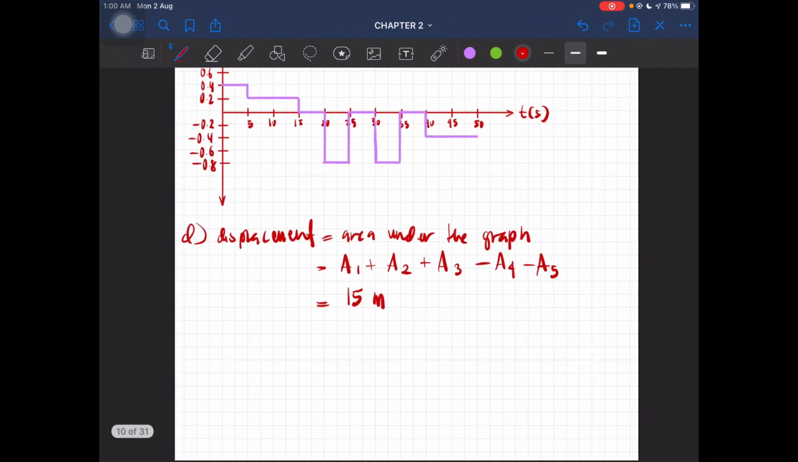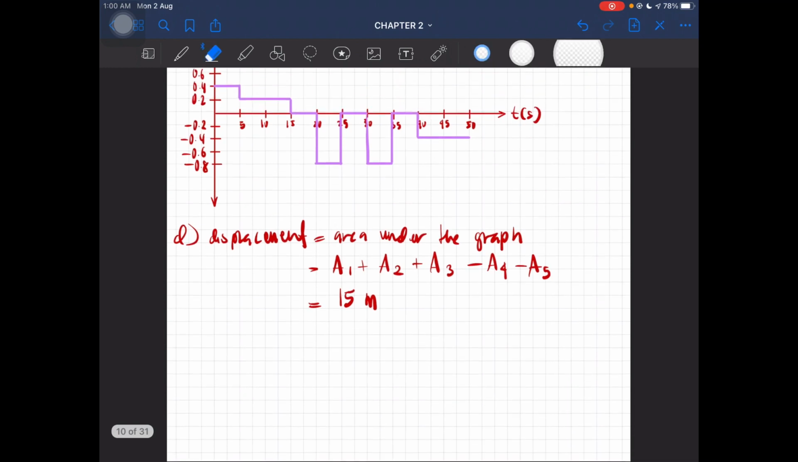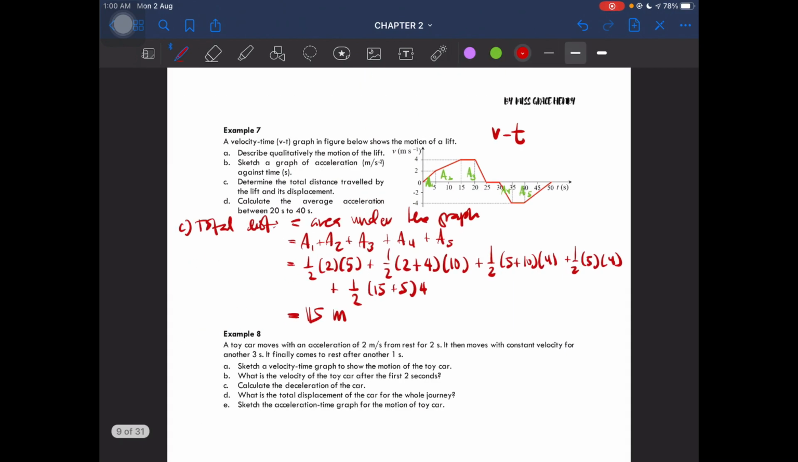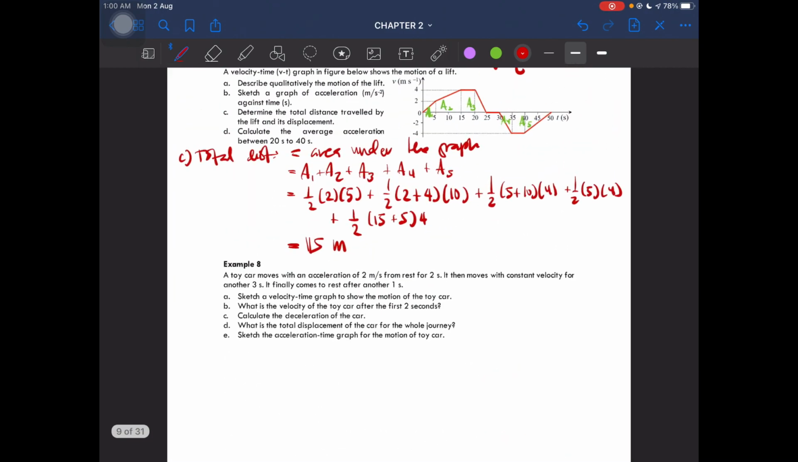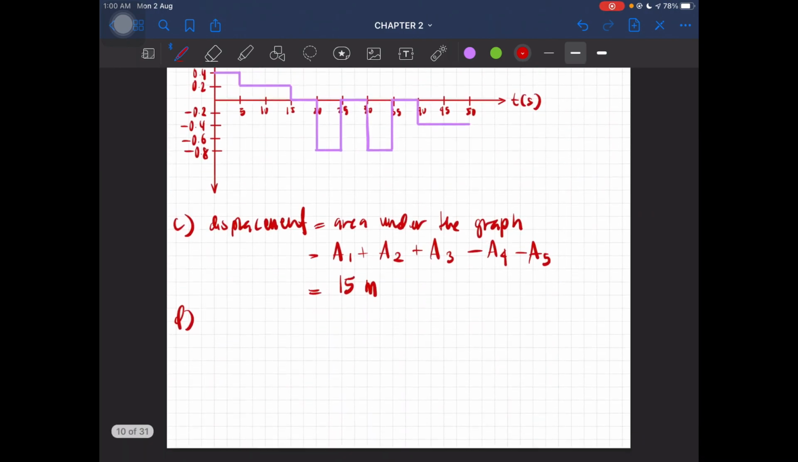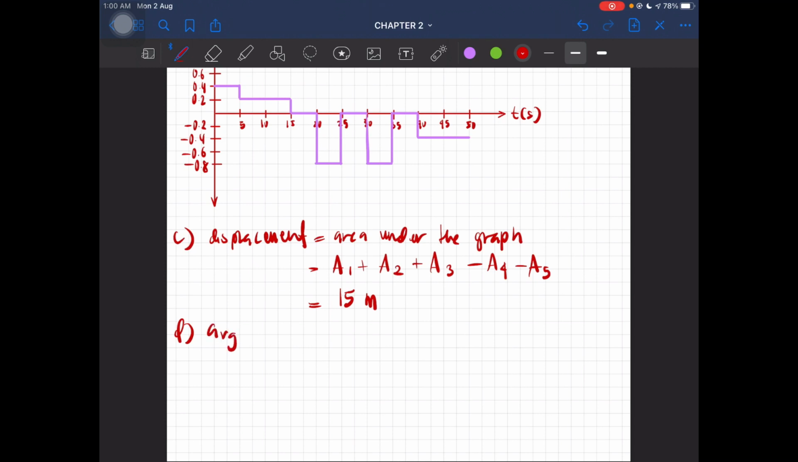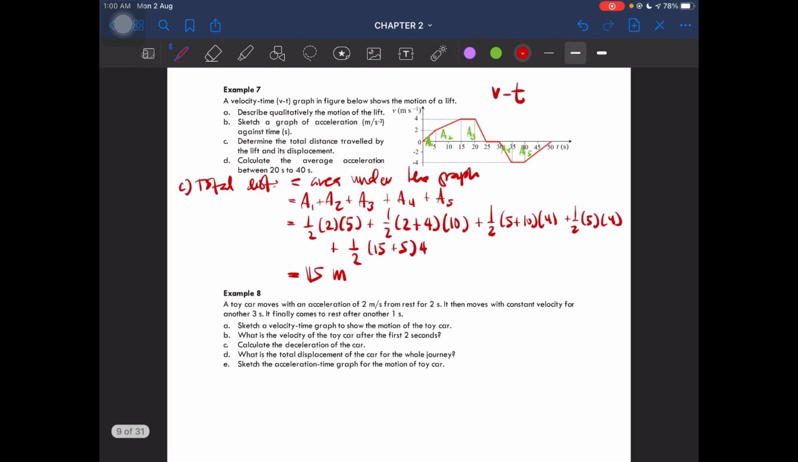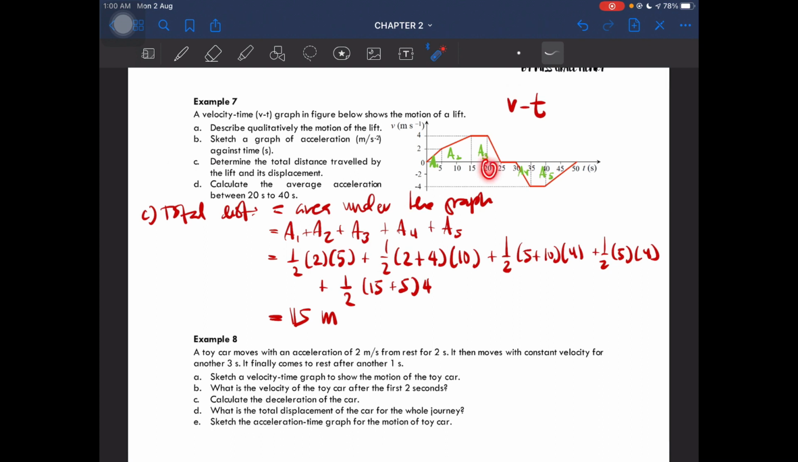Okay, sorry, this is not D, this is C juga. Okay, so for question D pula, apa dia minta? Calculate the average acceleration. Okay, so the average acceleration is delta V over delta T. Okay, dia dah cakap kat what period. Okay, so we are looking at 20 to 40 seconds. So 20 to 40 seconds, this part.